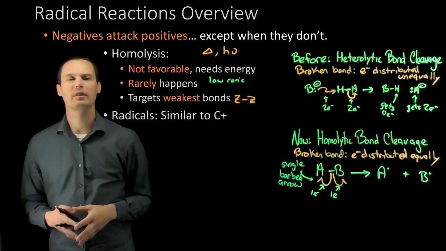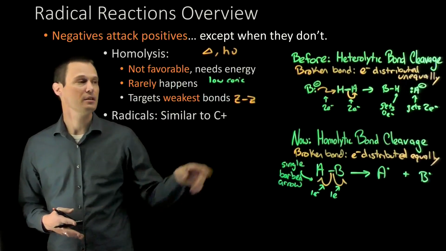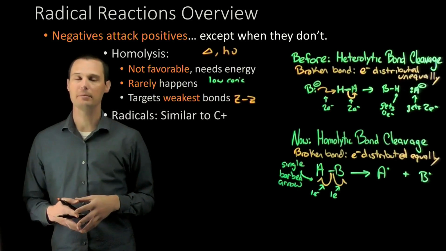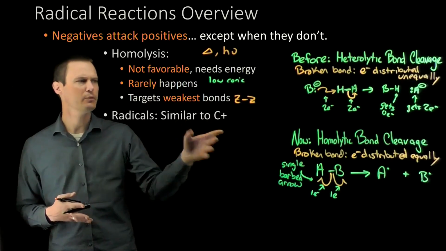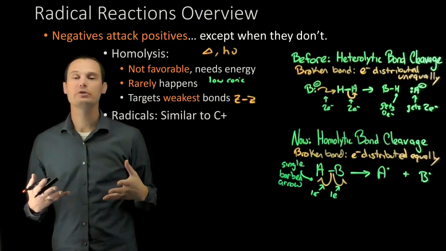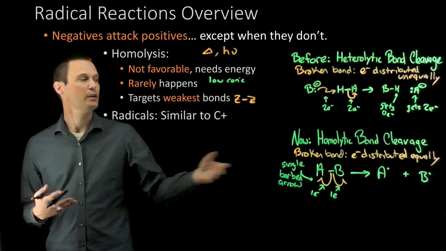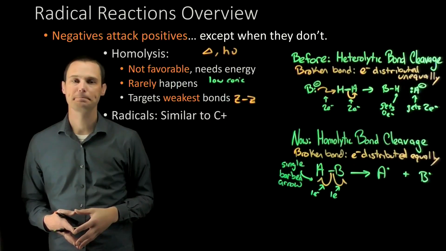In fact, this is a good thing to look out for to know that maybe we're doing some kind of radical process. If I see a bond between two heteroatoms, that's fairly rare. Typically we see a heteroatom bonded to a carbon. But if we see, say, a bromine-bromine bond or an oxygen-oxygen bond, those types of bonds tend to be very weak. And so those are the ones that we can target through a homolytic bond cleavage reaction.